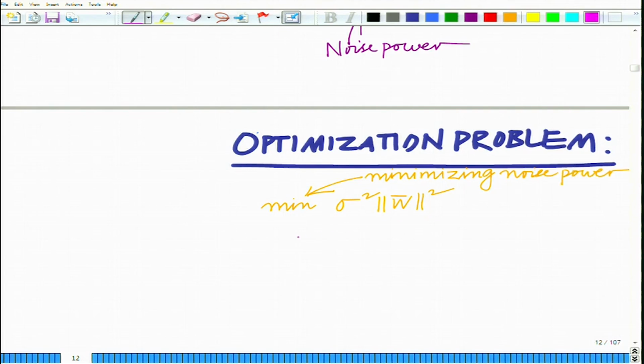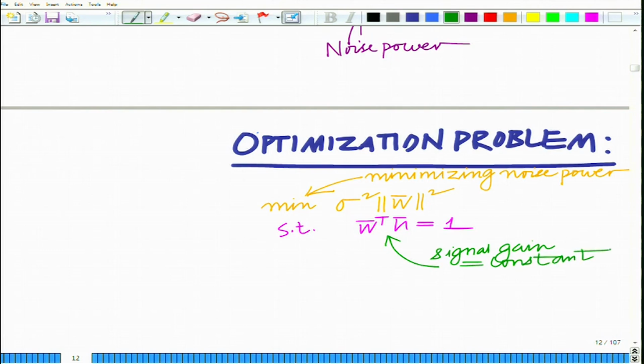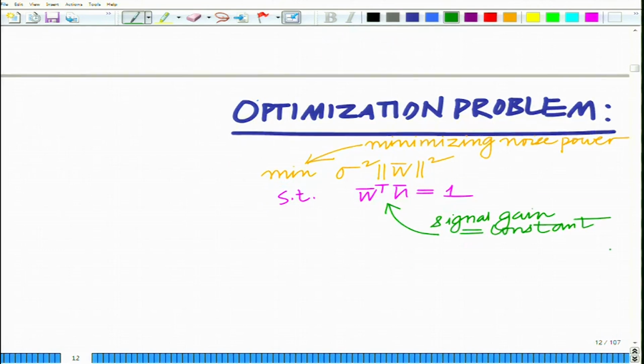Minimizing the noise power subject to the constraint W bar transpose H bar equal to 1, that is, your signal gain equals a constant, or constant gain in the direction of the desired user. So, what you are doing is minimizing the noise power, keeping constant signal power. So, this maximizes the signal to noise power ratio, that is what we said.